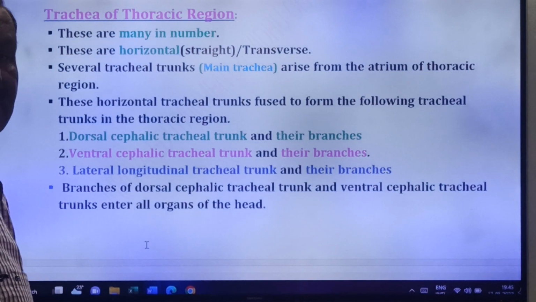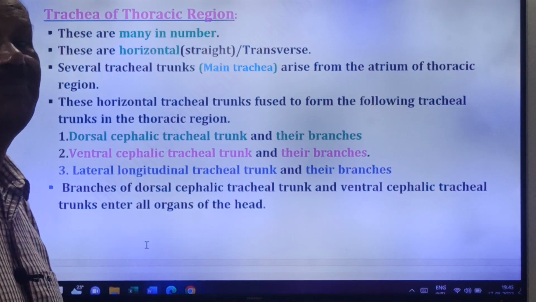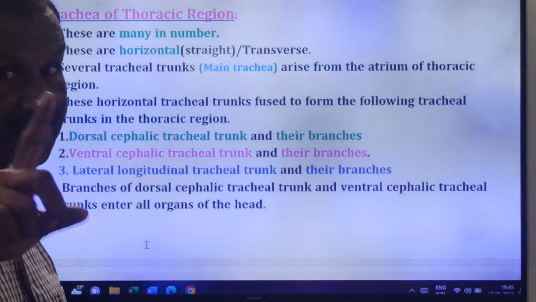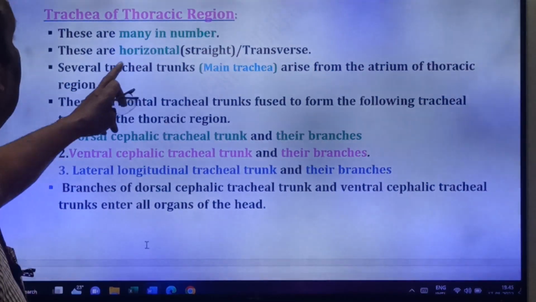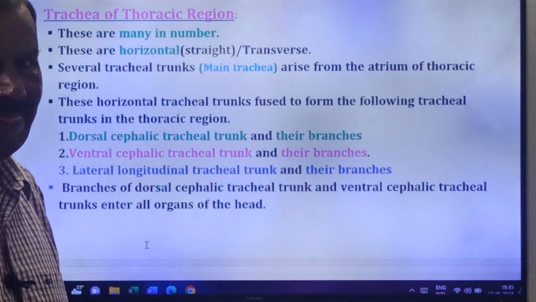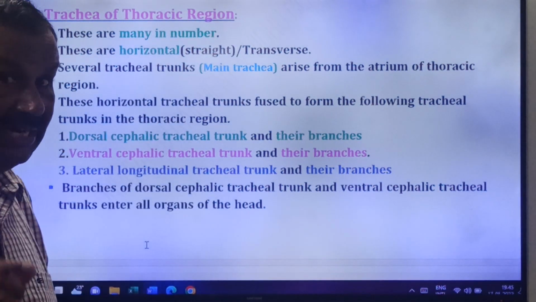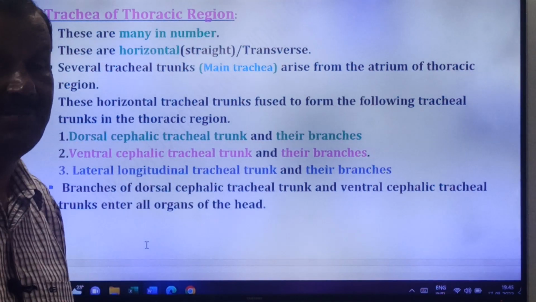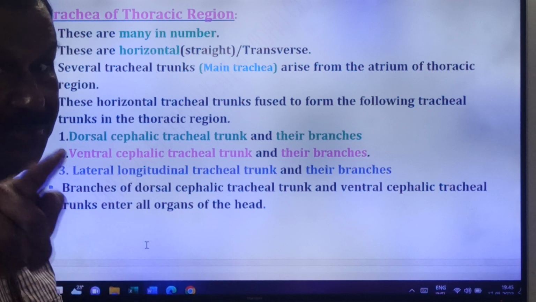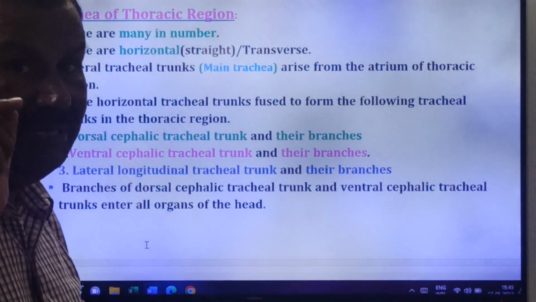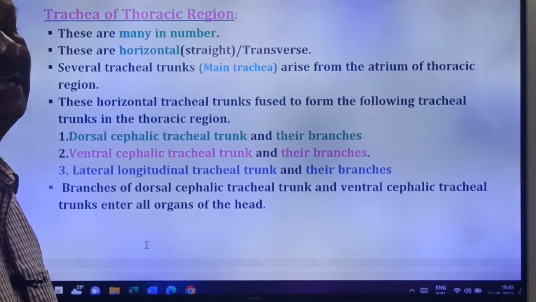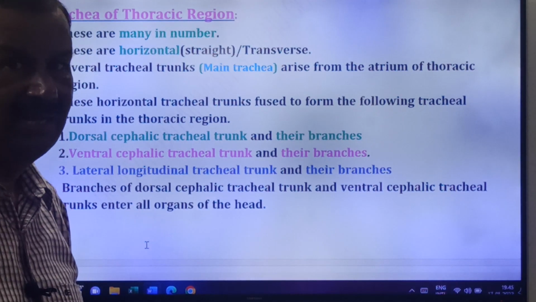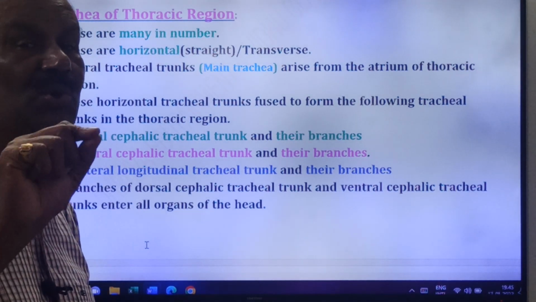See, friends, the thoracic region has a number of trachea. They are many in number. That is very important. The abdominal region has only 3 trachea, friends. These are horizontal or transverse. Several tracheal trunks, here meaning main trachea, arise from the atrium of the thoracic region. What is the atrium? The chamber into which spiracles open is called the atrium. From each atrium, several tracheal trunks arise in the thoracic region.